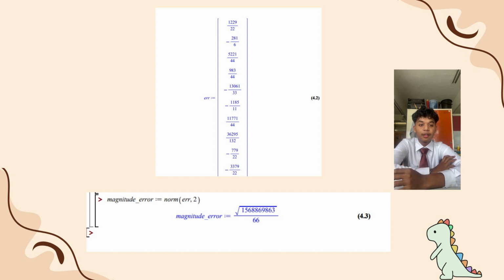Here's the error vector showing deviation between predicted and actual death. The magnitude 1,897 quantifies total error, which is not negligible. The quadratic trend still captures the overall pattern well.